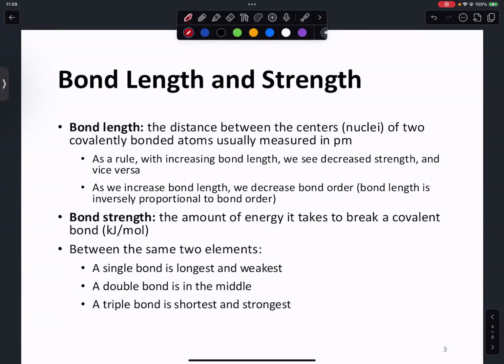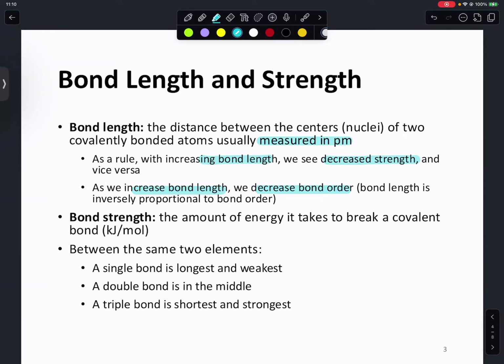Now, bond length is definitely related to bond order, and we're going to talk about that in a second. But bond length can be described as the distance between the centers of two nuclei of covalently bonded atoms, and this is usually measured in picometers. Okay, and as a rule, with increasing bond length, we will find that the strength, or the energy required to break the bond, will decrease. And as we increase the bond length, we, of course, will decrease the bond order.